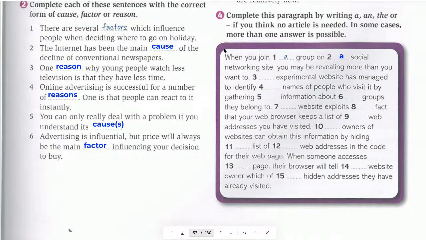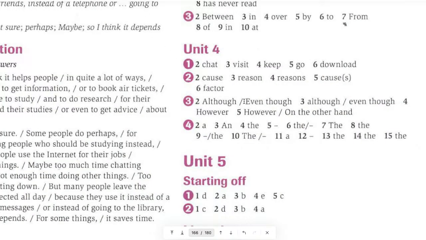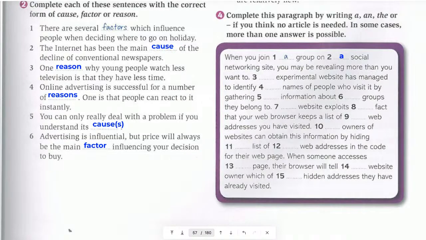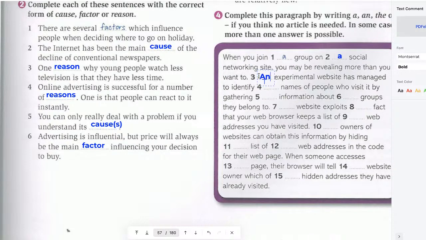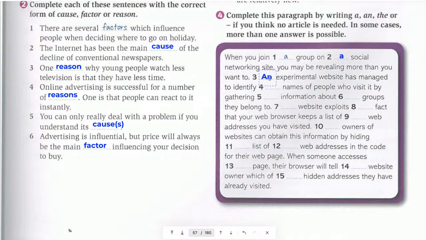And number 3, what's that? The answer for number 3 is "an". Okay. And what is the explanation for this? Also, you have just introduced that for the first time. We haven't been talking about any website from the beginning until now. You understand? So this is the first time we are talking about a website. So that's why we have to use "a" or "an". And in this case, we have to use "an" because after that they have "experimental". So that's why we have to use the word "an" here. An experimental website has managed to identify what?